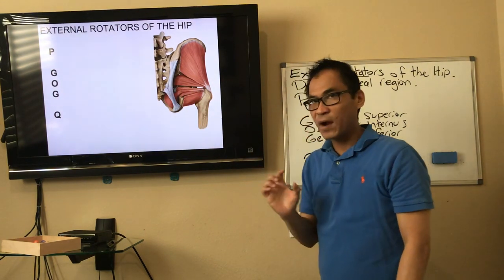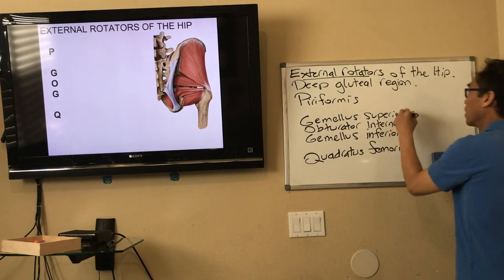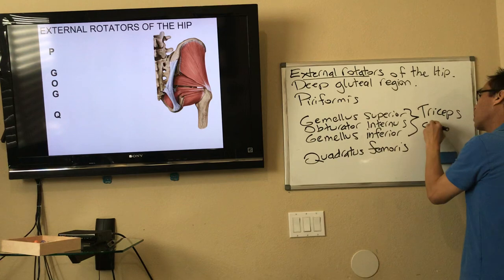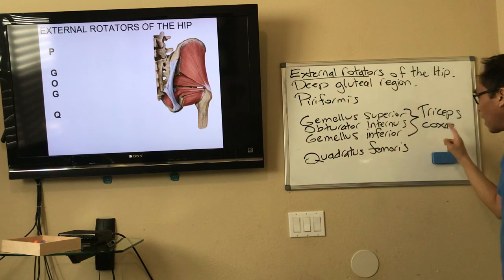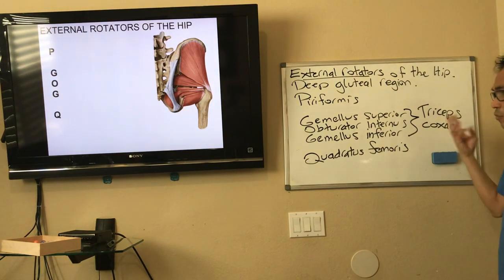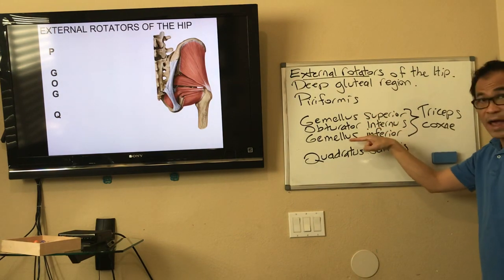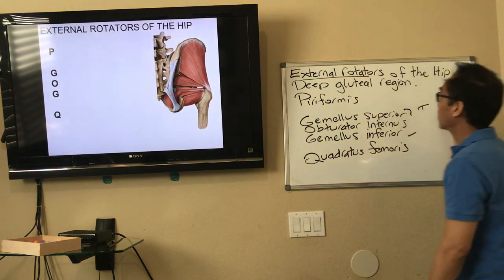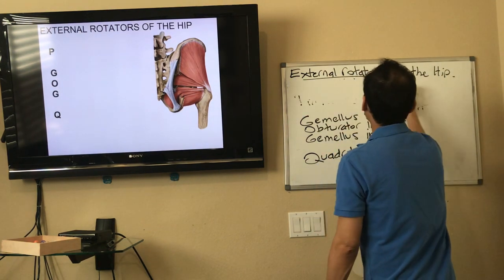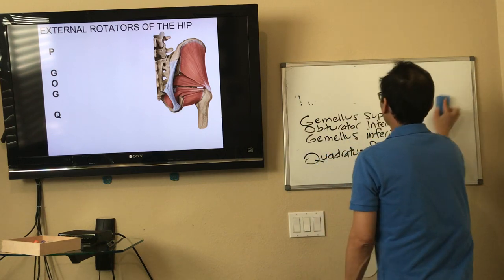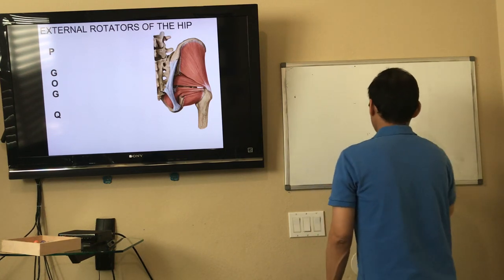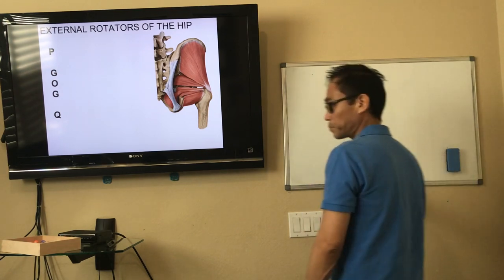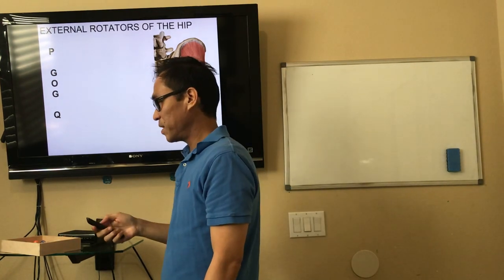Sometimes they're referred to as the triceps coxae, because that refers to hip, triceps, three heads. So the triceps coxae, know that and know each head. Okay. So start with the piriformis, go through some details there.